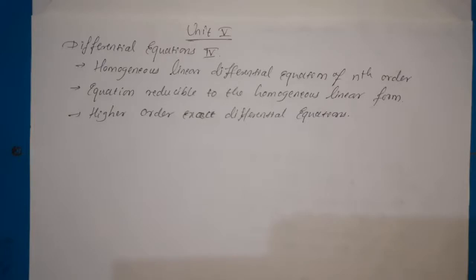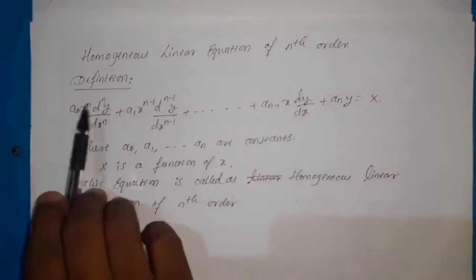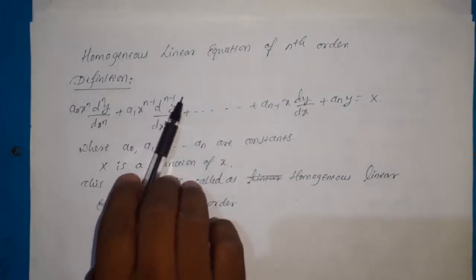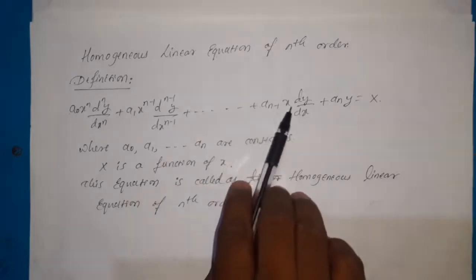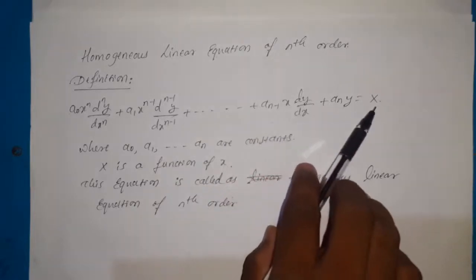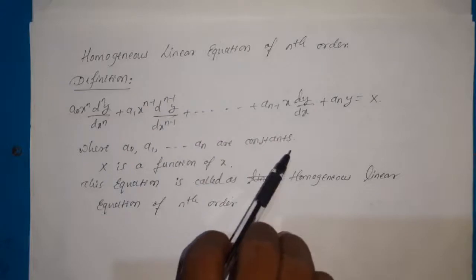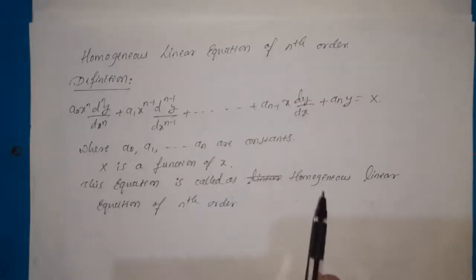Now let us discuss the definition of the homogeneous linear equation of nth order. Here is the definition: a naught x power n into d power n y by dx power n plus a1 x power n minus 1 d power n minus 1 y by dx power n minus 1, and so on, plus a n minus 1 into x dy by dx plus a n y is equal to capital X. In this equation a naught, a1, up to a n are all constants and capital X is a function of x. Then this equation is called a homogeneous linear equation of nth order.